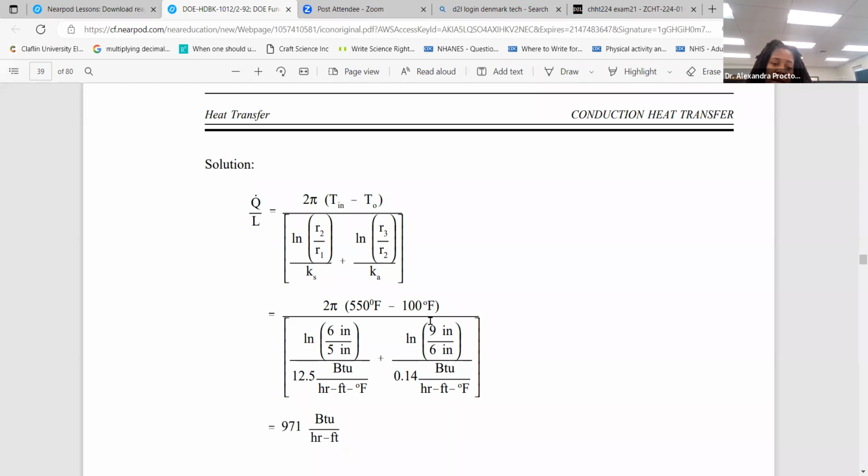So 2 pi times 550 minus 100 divided by the natural log of 6 over 5 divided by 12.5 plus the natural log of 9 over 6 divided by 0.14 equals 971 BTU per hour foot.